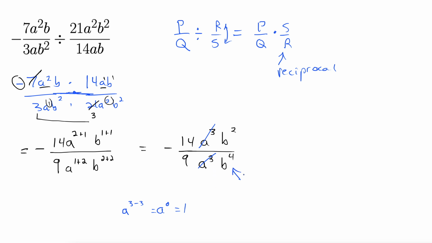Let's take a look at these b's. Right, we have b to the 2 minus 4. That's what happens when we divide terms with the same base, which is b to the negative 2, which is 1 over b squared. So that ends up with a b squared in the denominator. So let's clean it up one last time. Negative is still in front. Now we just have the 14 on the top, and we have 9b squared down in the denominator. There we go.